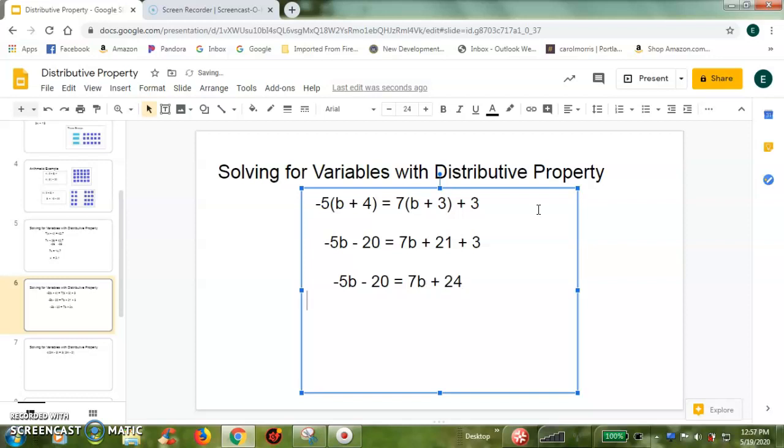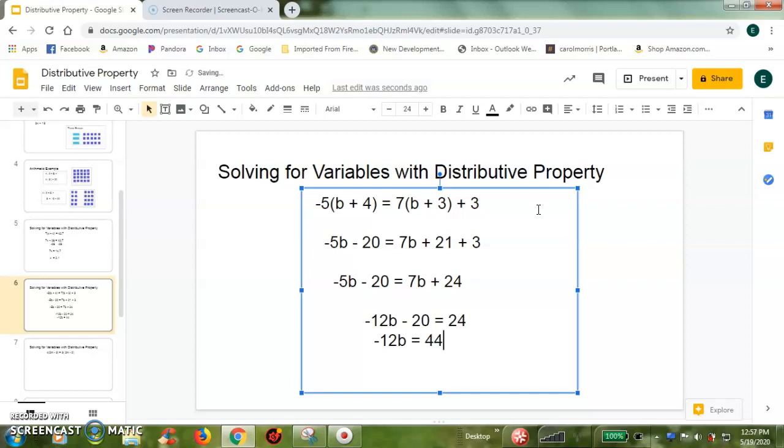Okay, now I'm going to work on solving when I have variables on both sides of the equation. So what I'm going to do is I'm going to subtract 7b from both sides to get the 7b off the right. So I'm doing some of this in my head. So then I end up with -12b minus 20 equals 24. All right, now what I'll do is add 20 to both sides. So I have -12b equals 44.